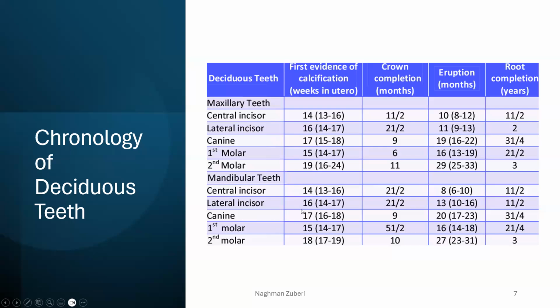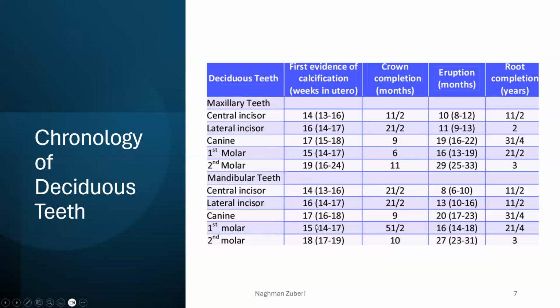Mandibular canine: in the 17th week we see the first evidence of calcification in utero, and the range is 16 to 18. Crown completion is at 9 months after birth, and the tooth erupts at an average of 20 months after birth, but the range is 17 to 23. The root is completed at 3 years and a quarter after birth.